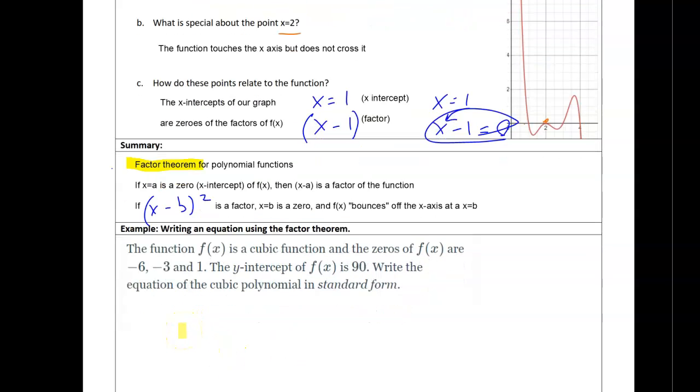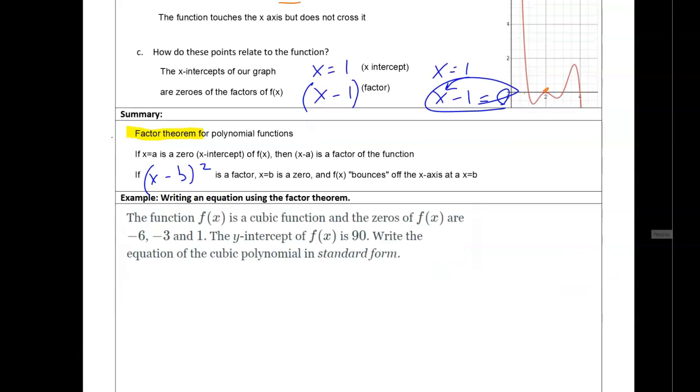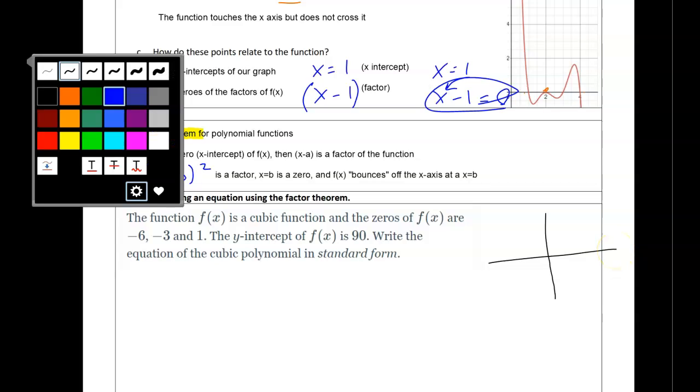So this example is straight off the Delta Math, and what we want to see here is that if we use this fact, we can actually write a function just based on its description or based on its graph. So I'm going to draw a little sketch of f of x. So I'm going to draw a little xy plane. Sketching is always a good thing to start with.